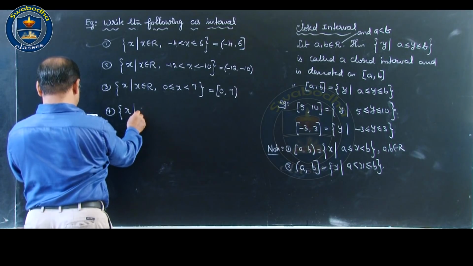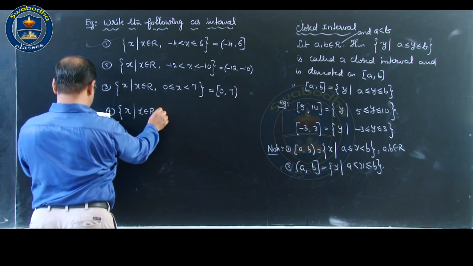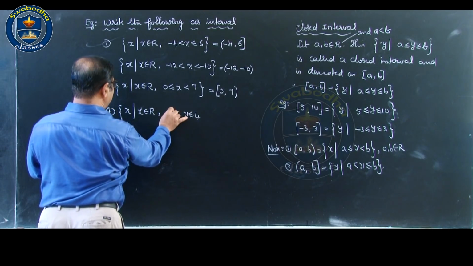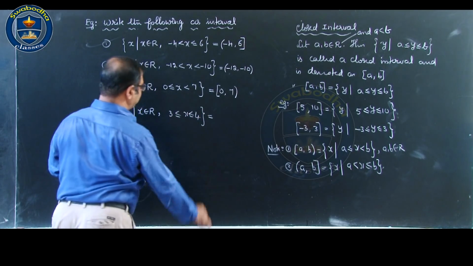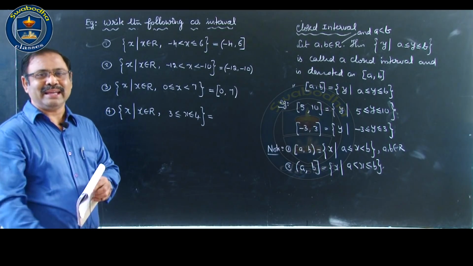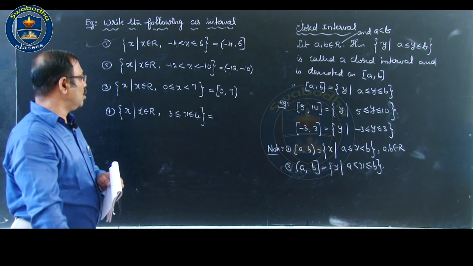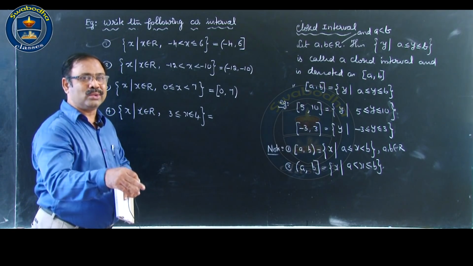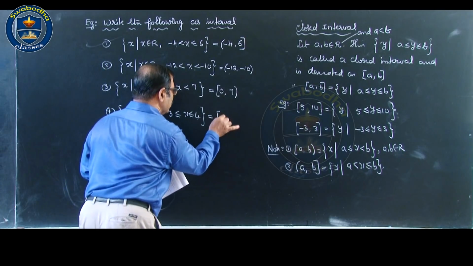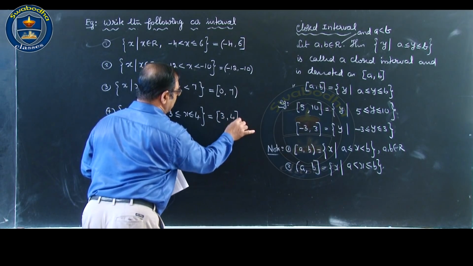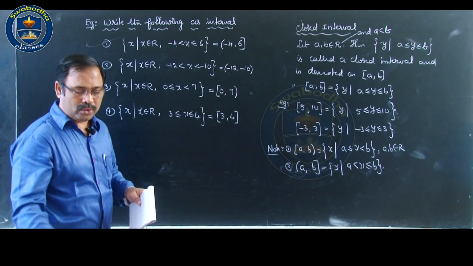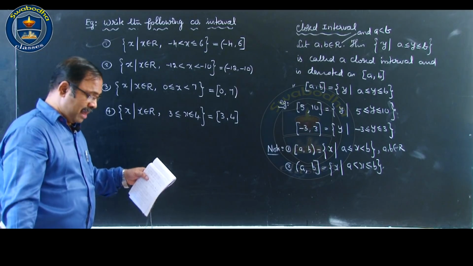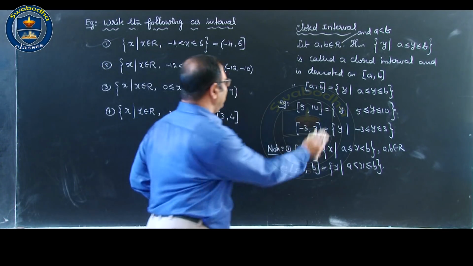Now, the set of all x such that x belongs to R, x is less than or equal to 4, greater than or equal to 3. Now, what is this? In this case, it is closed from the left as well as the right. Why? 3 is included, 4 is included. So this is nothing but [3,4]. Followed this? So, have you understood this concept of closed and open interval?